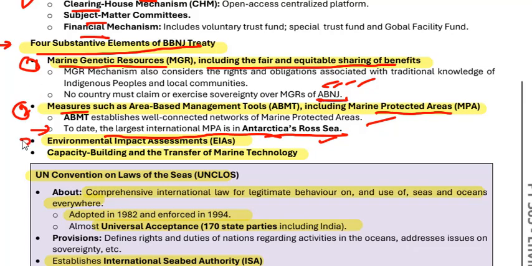Third is environmental impact assessment. It requires assessment before human activities can take place. Fourth is about capacity building and transfer of marine technology. This helps developing nations to access marine research and technology. So it is helping developing countries in access to marine research and technology.